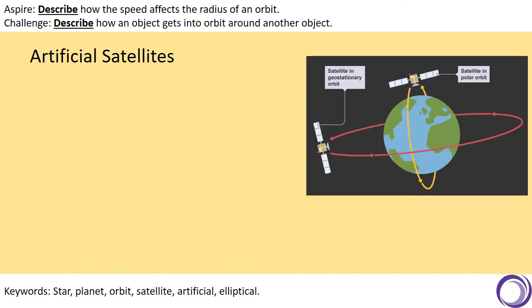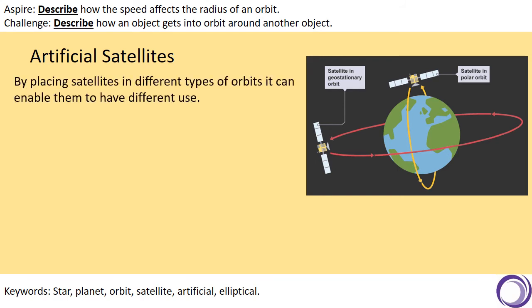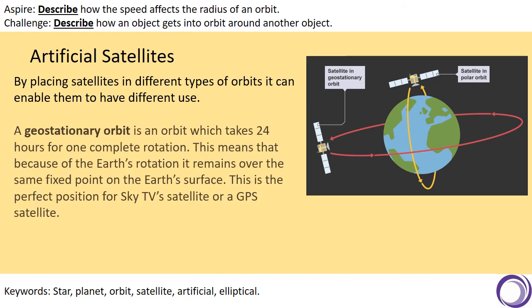Let's look then at artificial satellites and their orbits. That picture there, we've got two different orbits. We've got a geostationary orbit and a polar orbit. So by putting them in different types of orbits, we can use them for different purposes. Geostationary orbit. Geo means Earth, stationary means still.